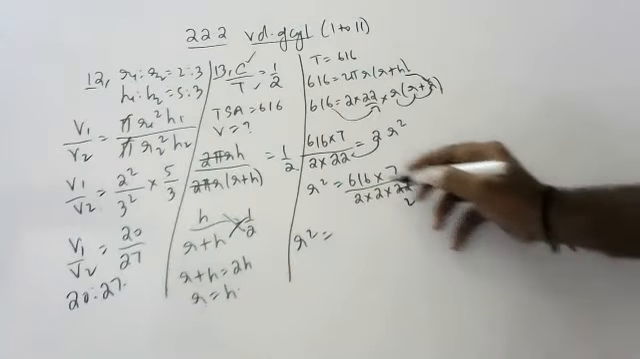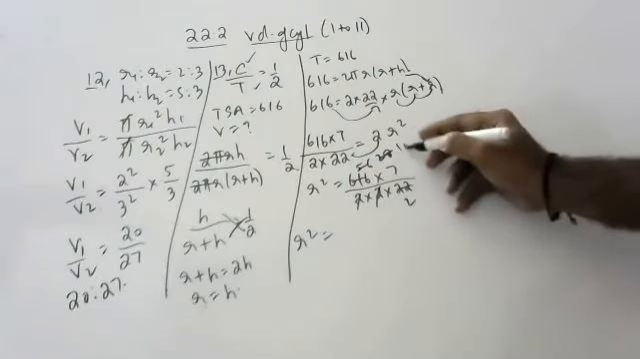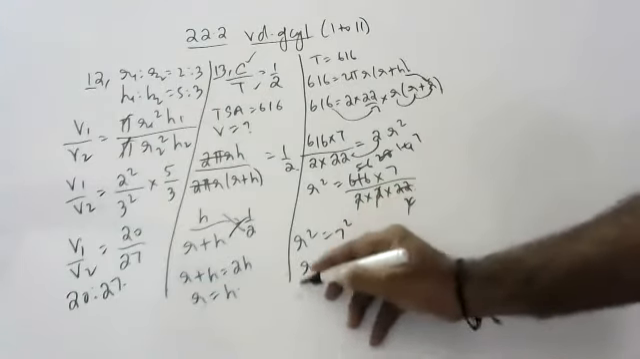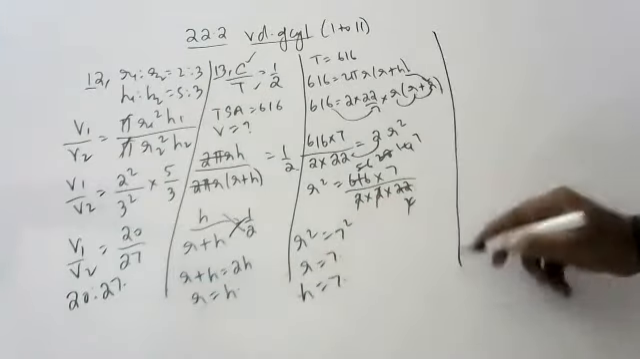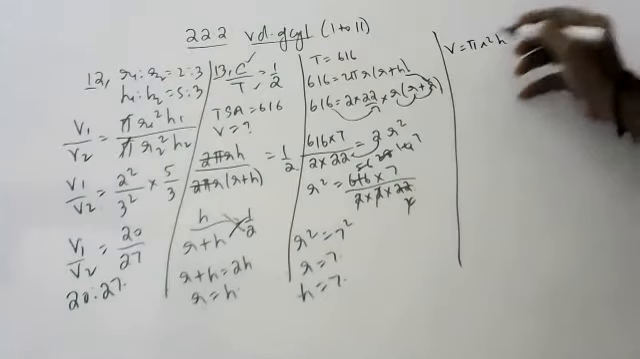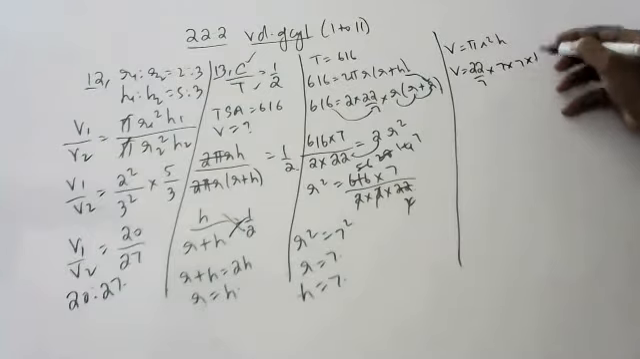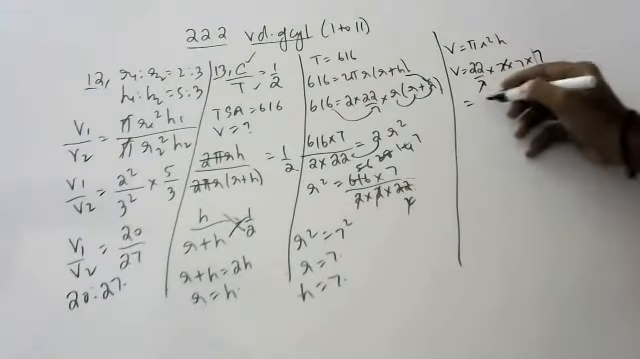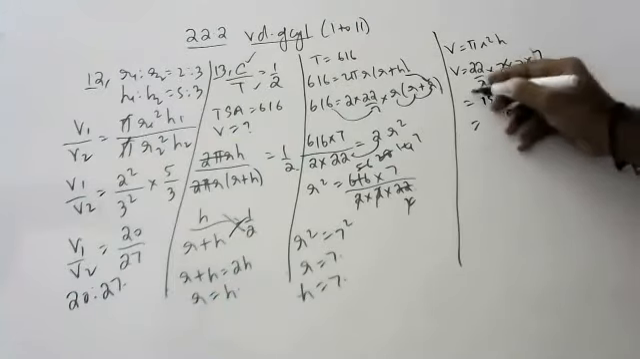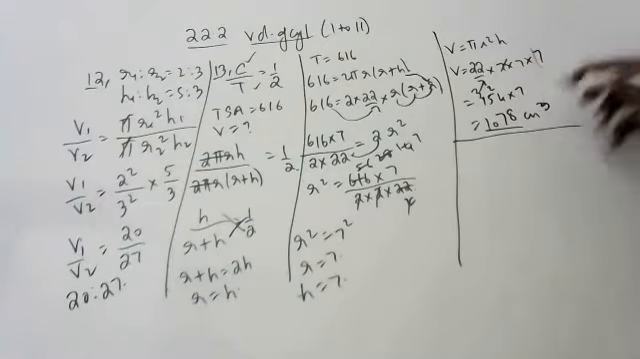So 11 2s are 22, 11 5s are 55, 11 6s are 66, and so on, giving 7 square. So the radius is how much? 7. Height is also 7. If radius and height are 7, what will be the volume? 22 by 7 into 7 into 7 into 7. Okay, children, 7 and 7 are gone. So 22 into 7 into 7 is 1078 centimeter cube.